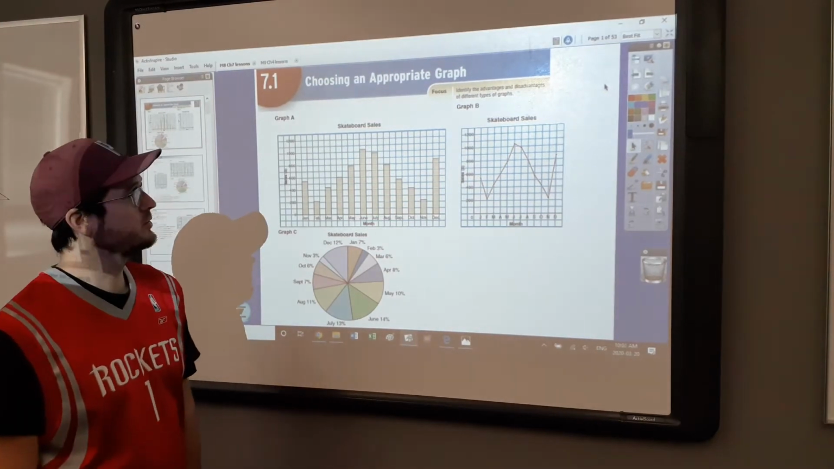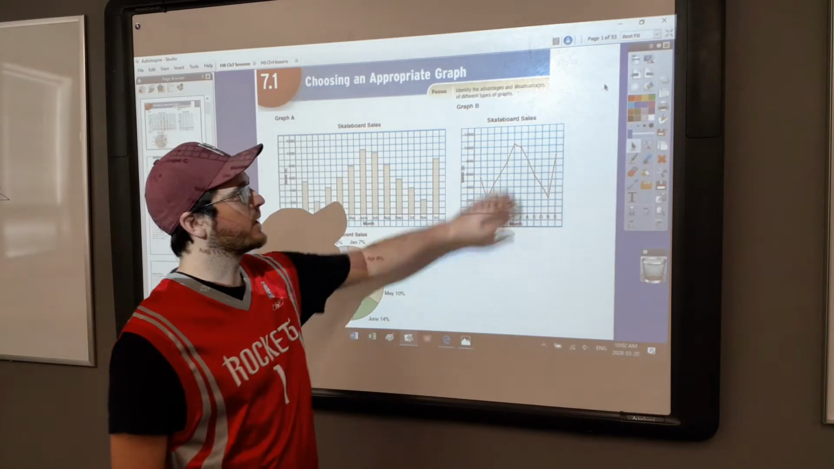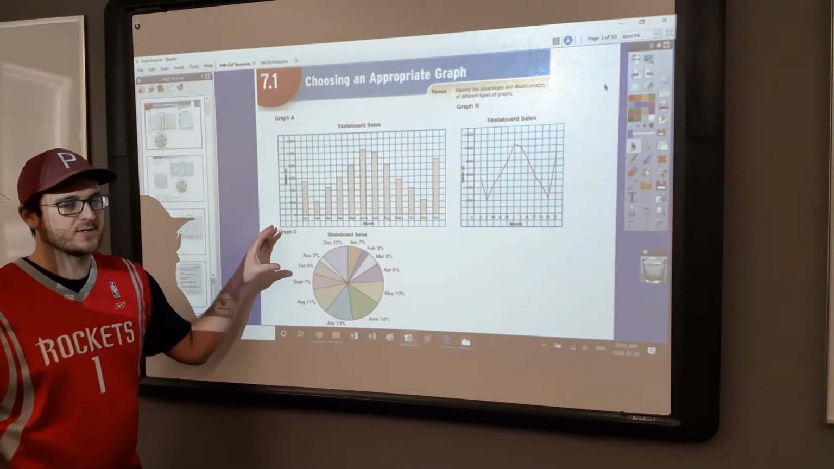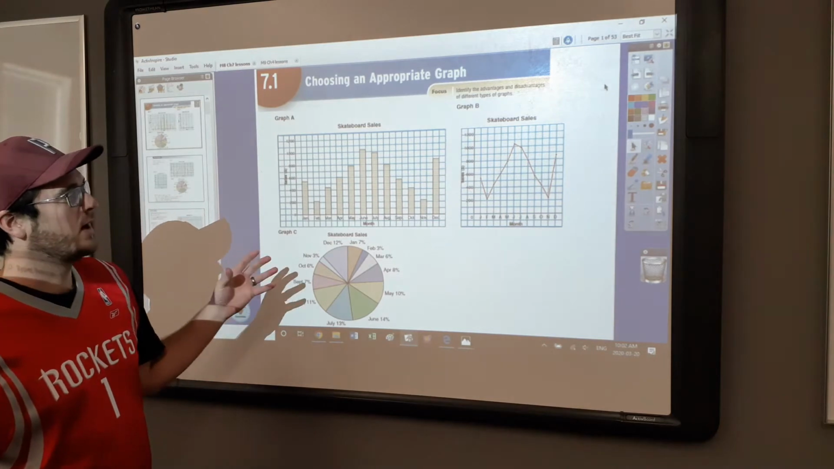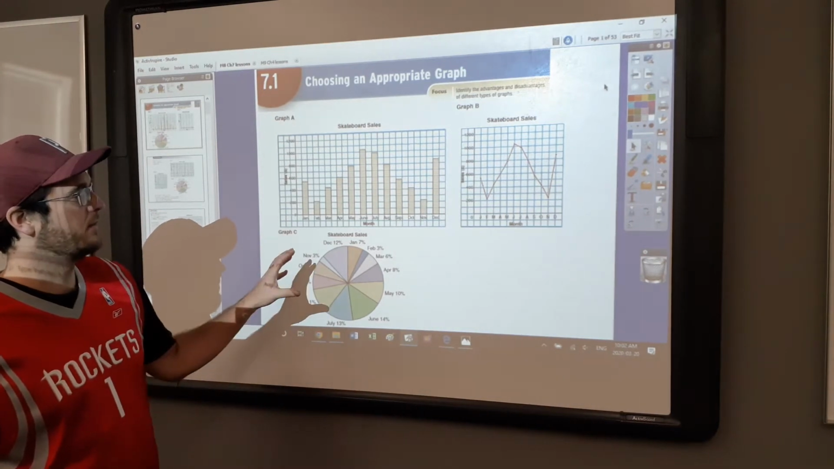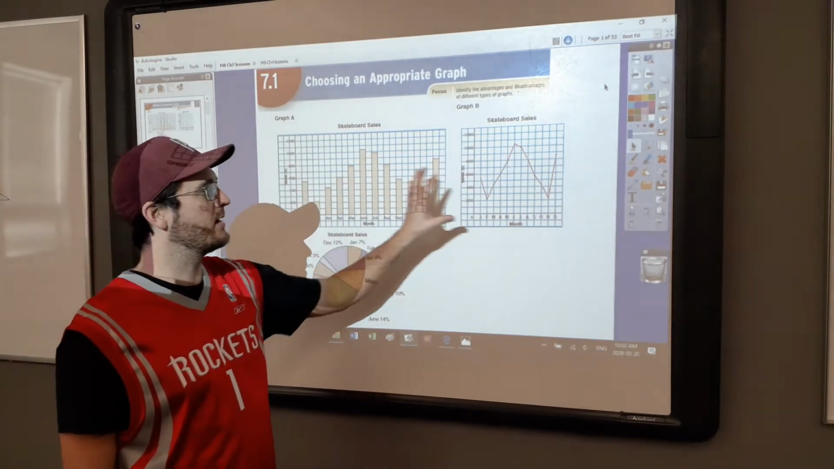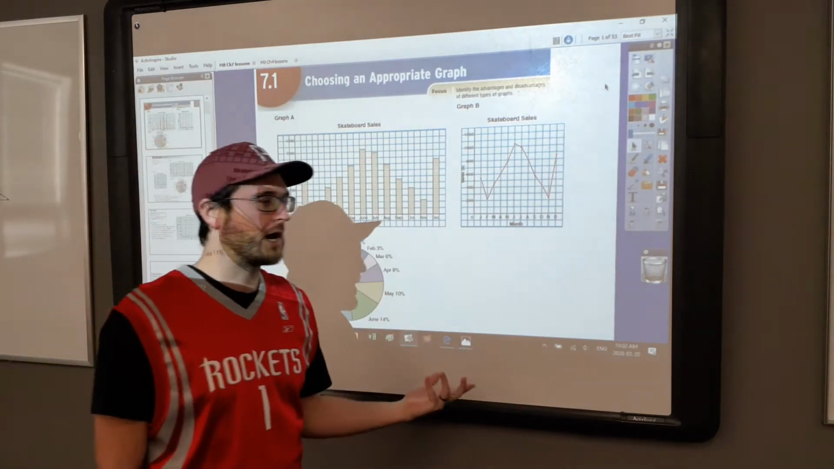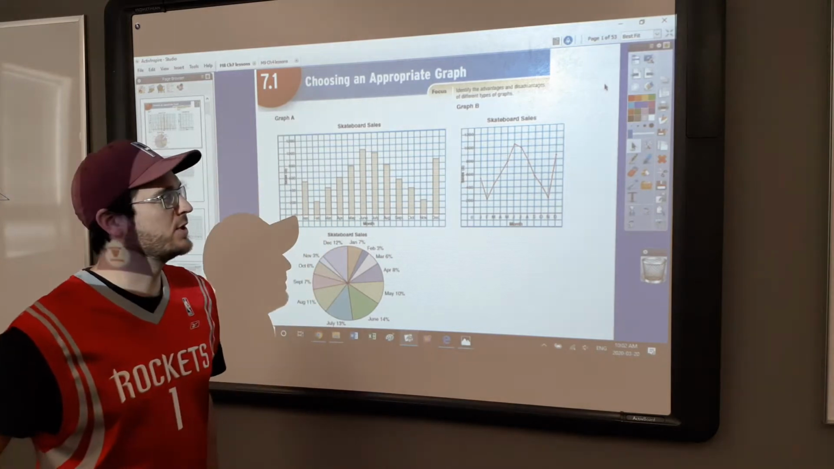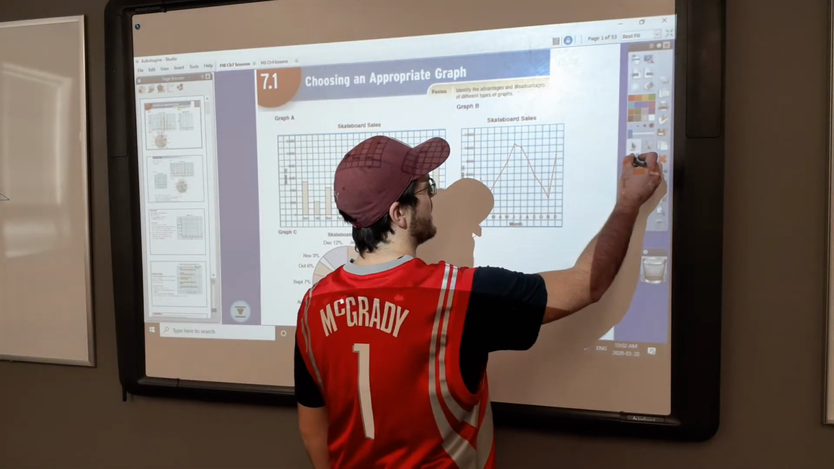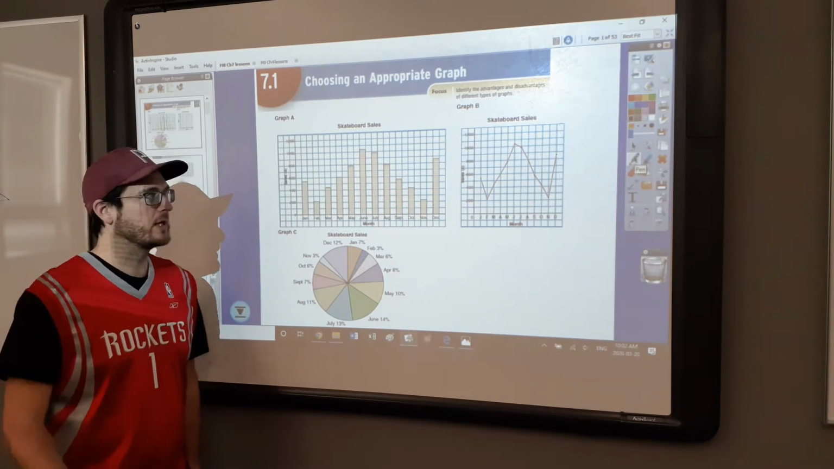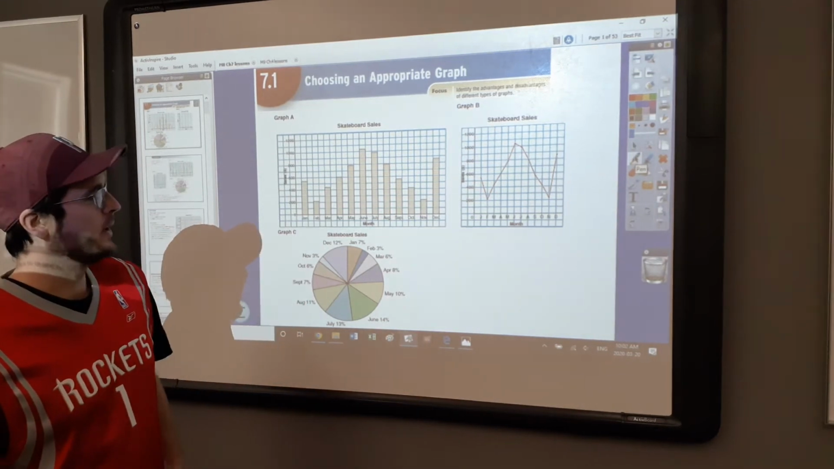7.1 labeled choosing an appropriate graph. We will be looking at the advantages and disadvantages of some of the main graphs that you've come across already, as well as maybe a new one. So bar graphs, line graphs, circle graphs, and we'll also look at pictographs, which is not really a common one used. So we'll show kind of what are some of the strengths of certain graphs or some of the weaknesses, and so we'll get into it right away here.